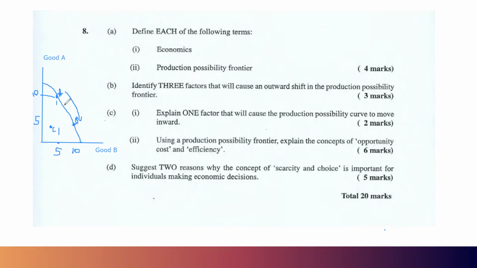And then I would go on to explain that once I'm operating on the production possibility curve, I am using all of my resources, so I'm being efficient. If I operate within the production possibility curve, for example, point C, I would not be using all of my resources, so I would not be efficient. And there's no way they cannot give me my full marks. You all understand?